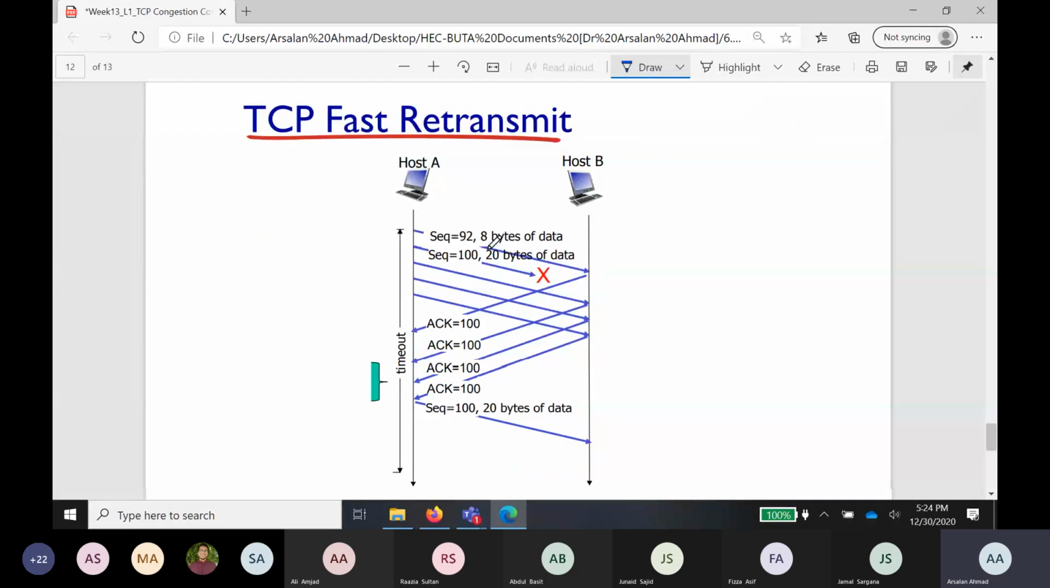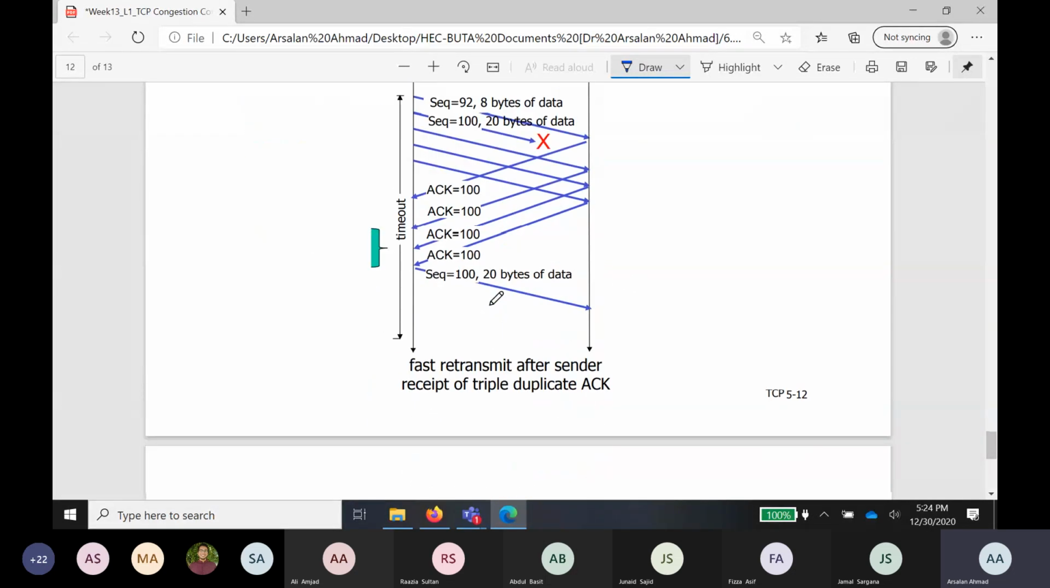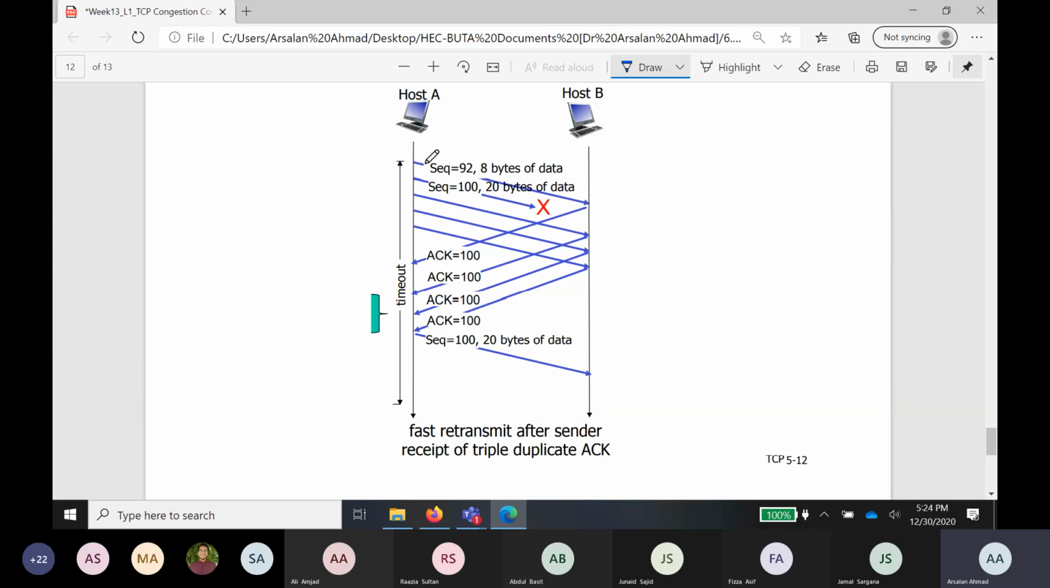Now we know that this is something TCP does. You send a segment with sequence 92 and it has 8 bytes of data. Then you send a segment with sequence 100 and it has 20 bytes of data, and then the segment after that, and after that, and after that. But what if this segment had been lost? Now the receiver would do what?